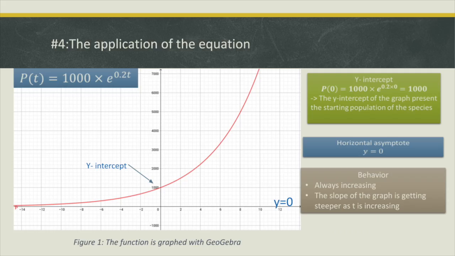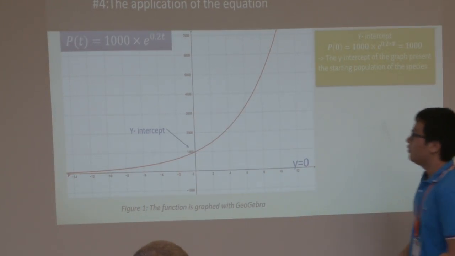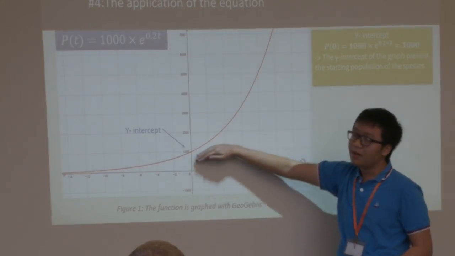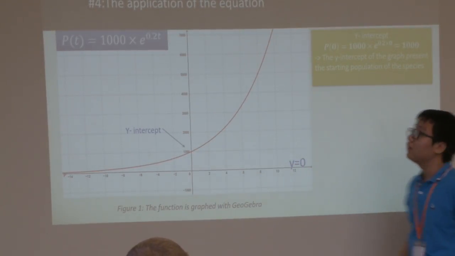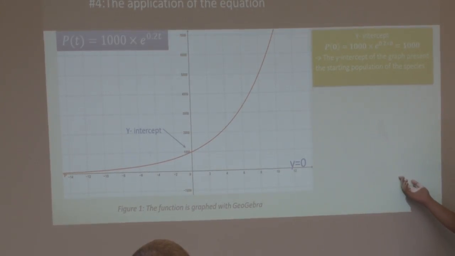Also in the application of the equation, I have a graph for my function, and I use a graphing tool for my graph. I try to figure out the meaning of the y-intercept, the horizontal asymptote, and the behavior of the graph. Let's talk about the y-intercept first. This is the y-intercept on the graph, as you can see. And we have b0 equals 1,000, which is also equal to the starting population of the species. So we can conclude that the y-intercept of the graph represents the starting population of the species.